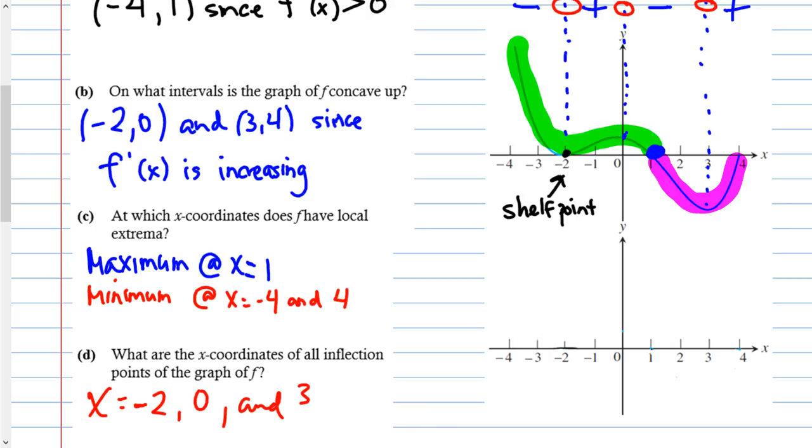Alright, my rough sketch. If you recall, critical values, right? X equals 1 is my critical value. I decided it was a maximum, so I'm just going to put a point anywhere, up high. There you go. Now, remember, the negative 4 and the 4 are my minimums. So let's make one down here, and let's make one right there. Why not? Minimums.